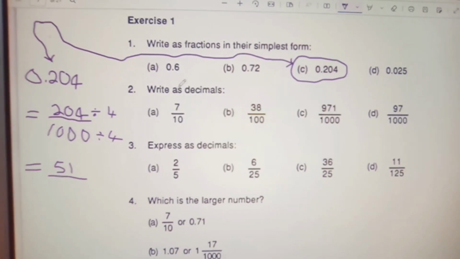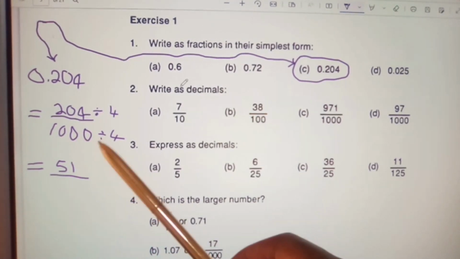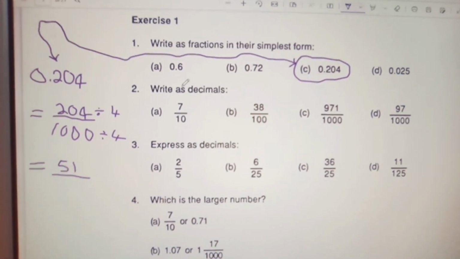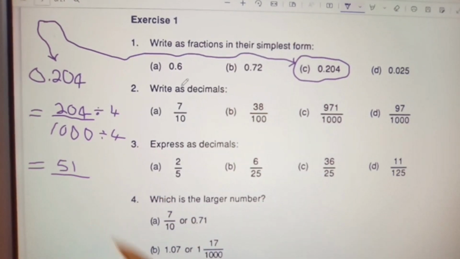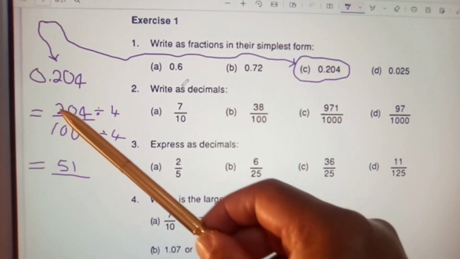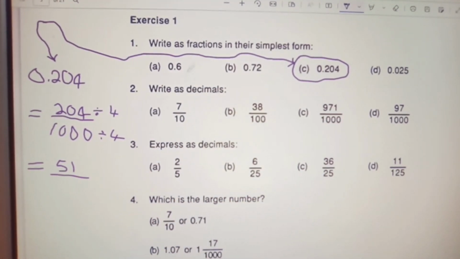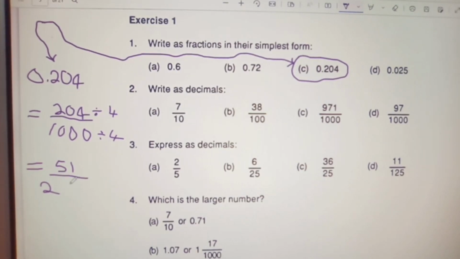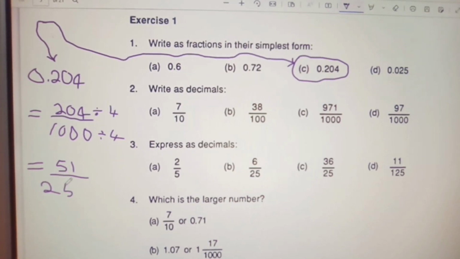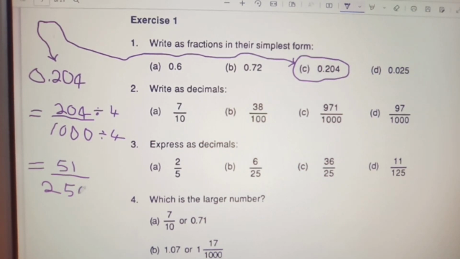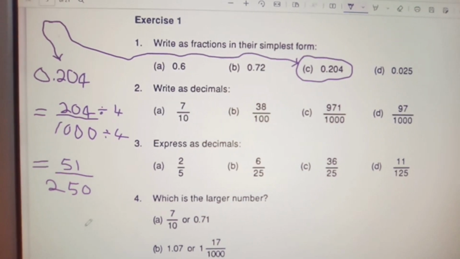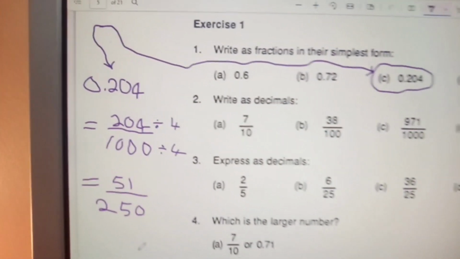Now 1000 divided by 4 equals what? Tell me, what does it equal? And 204 divided by 4, we said already, is 51. So 1000 divided by 4 is going to be 250. Okay, so there we have it so far.